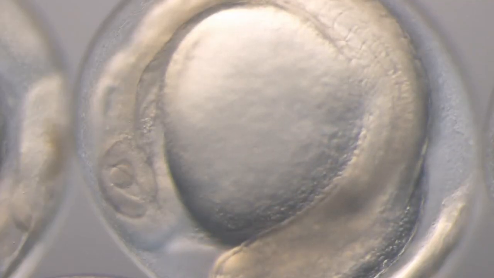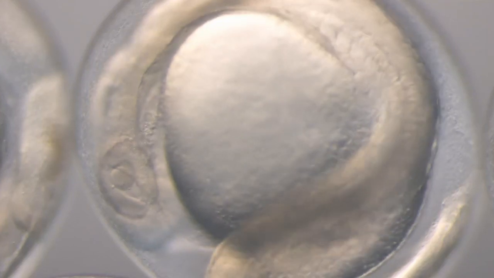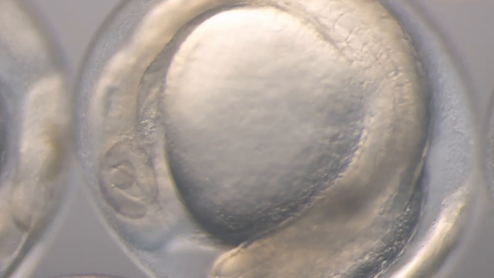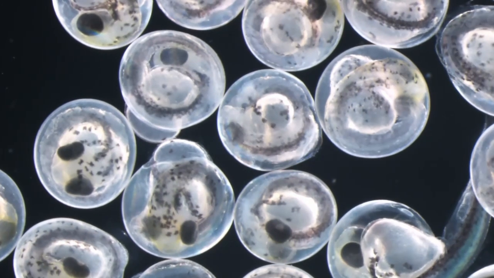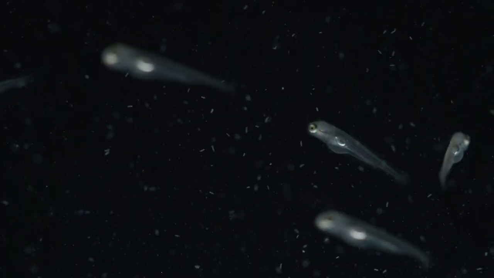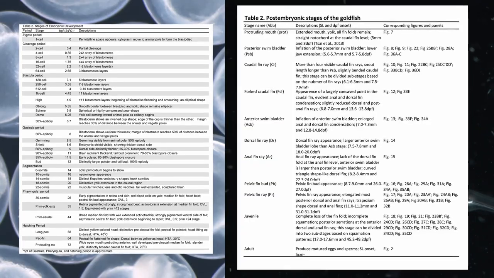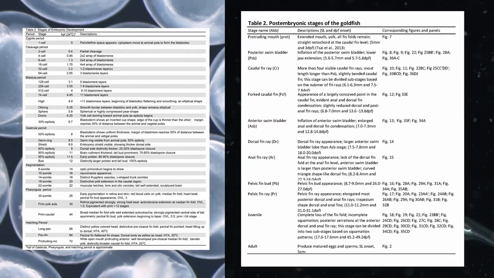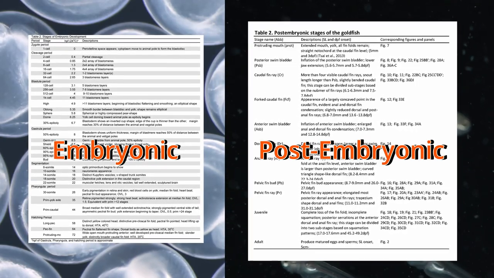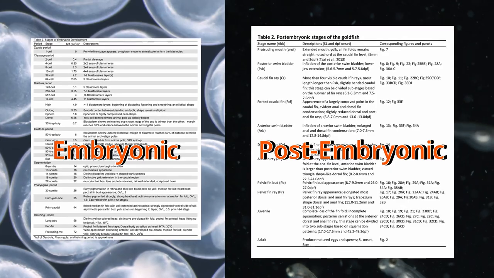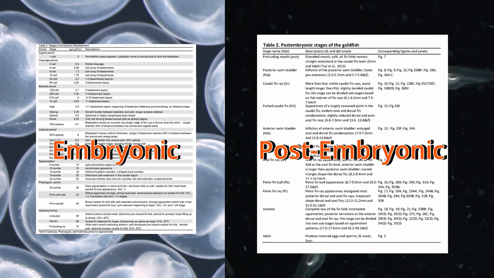Now, before we examine the detailed developmental stages, I'd like to provide a brief explanation more. During embryonic development, the goldfish embryos rely on yolk reserves for nutrition. However, after hatching, goldfish must obtain food from external sources as they grow toward adults. Therefore, the developmental stage tables are separated into those for embryonic and post-embryonic stages. The table describing the pre-hatching stage is called the embryonic staging table, while the one describing post-hatching growth is referred to as the post-embryonic staging table.